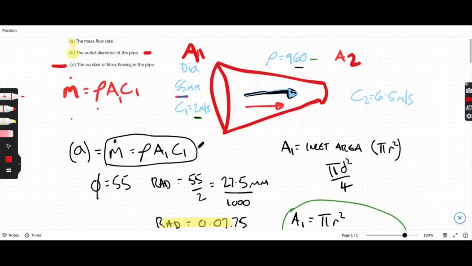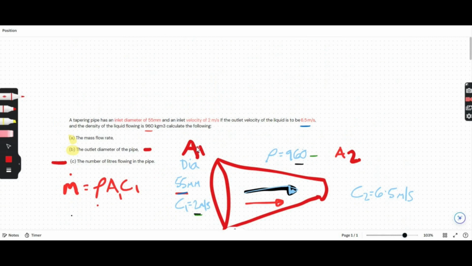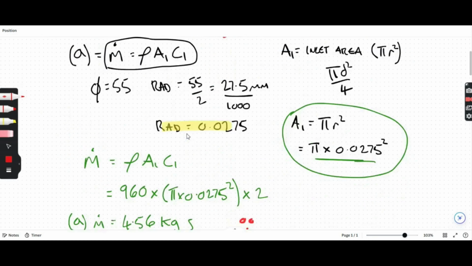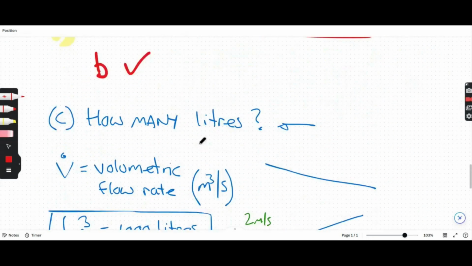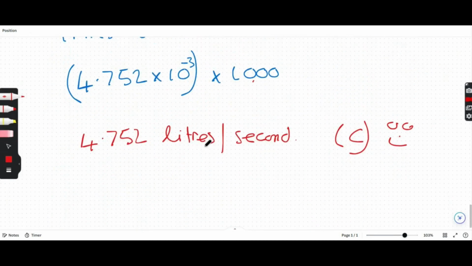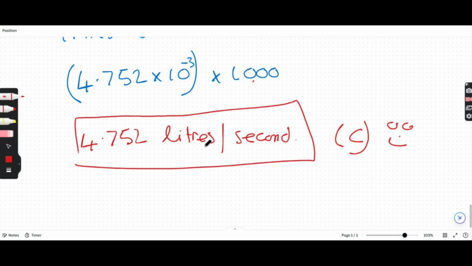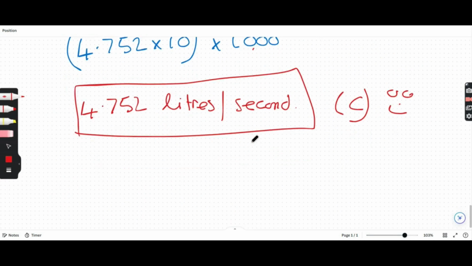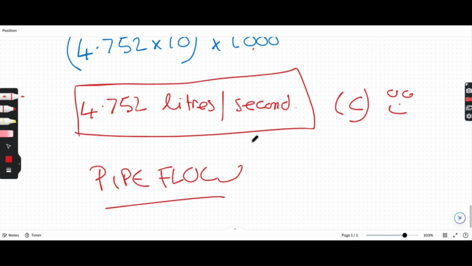Have we done everything? Yeah, mass flow rate done, outlet diameter done, number of litres done. That's part A, part B, part C, all done. There we are. So go back, press pause, do it again, see how you get on. And that's the question on pipe flow. Okay, so over and out.